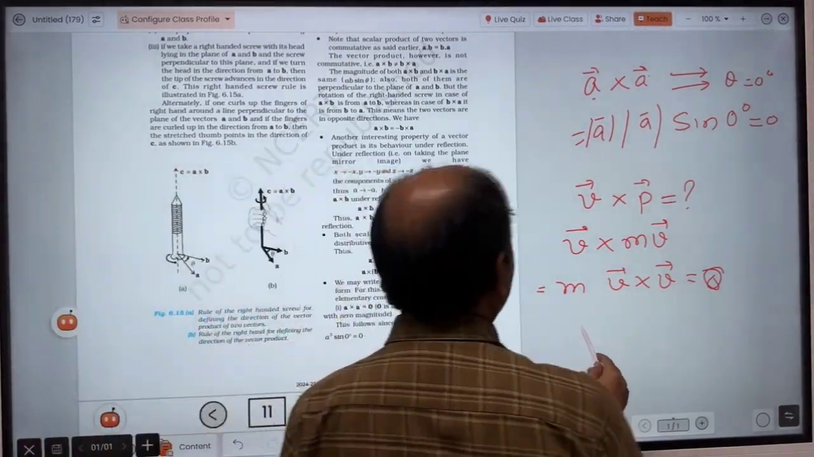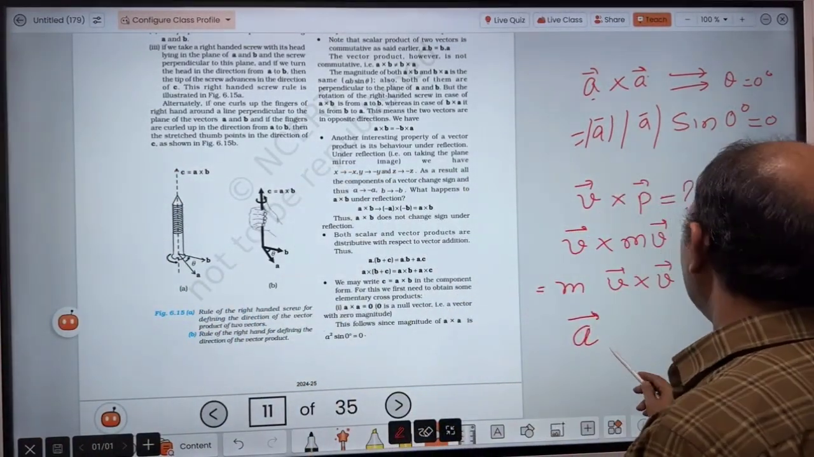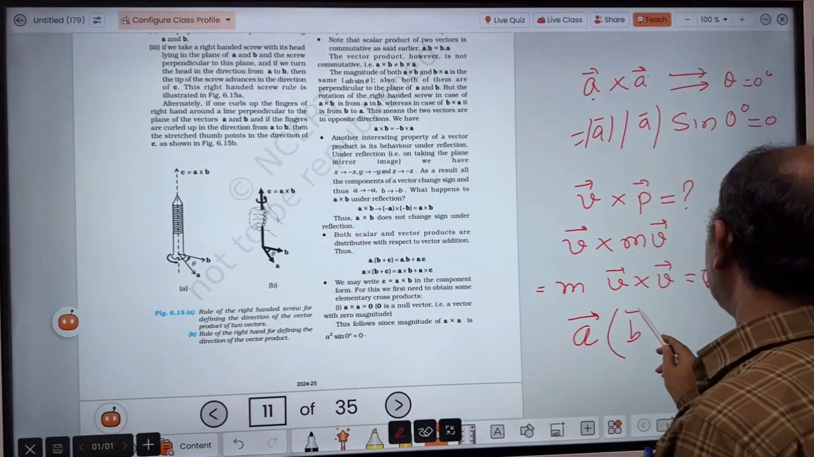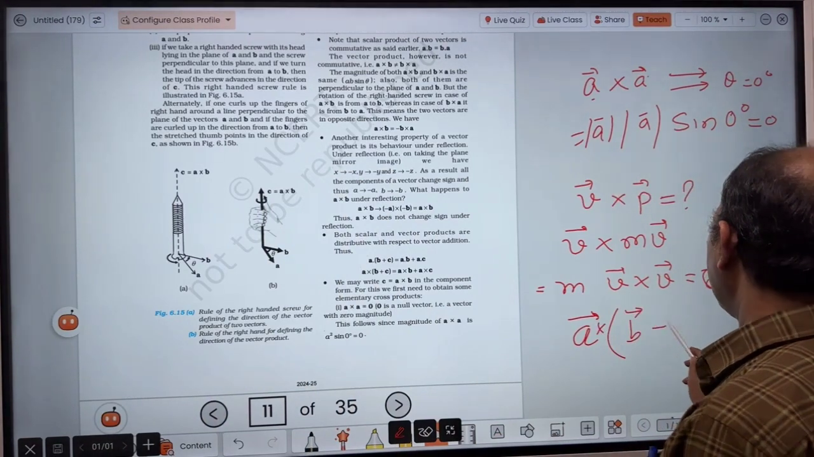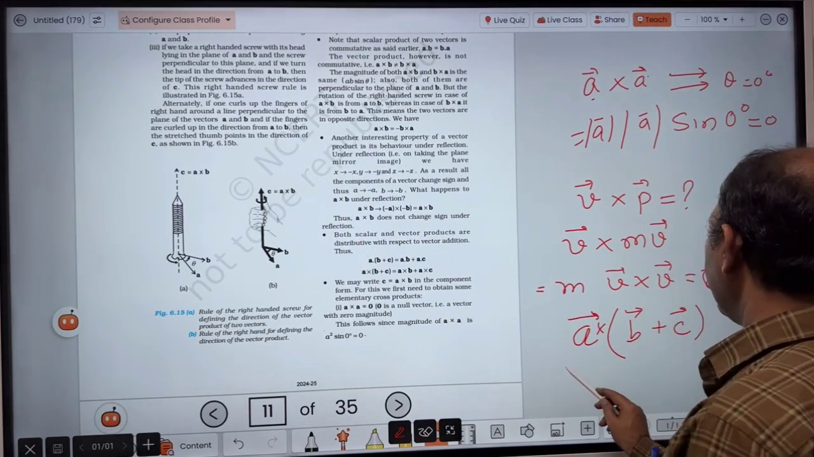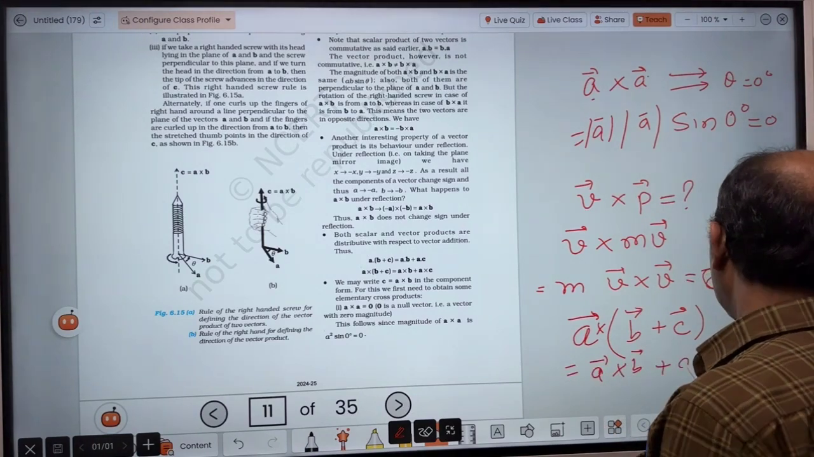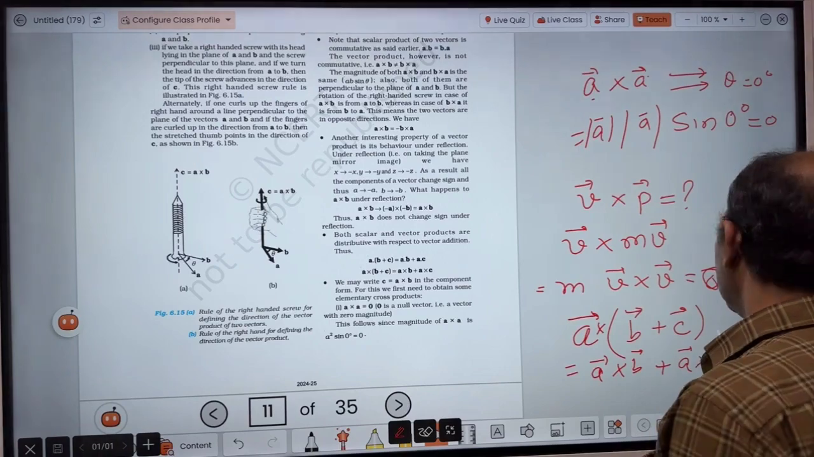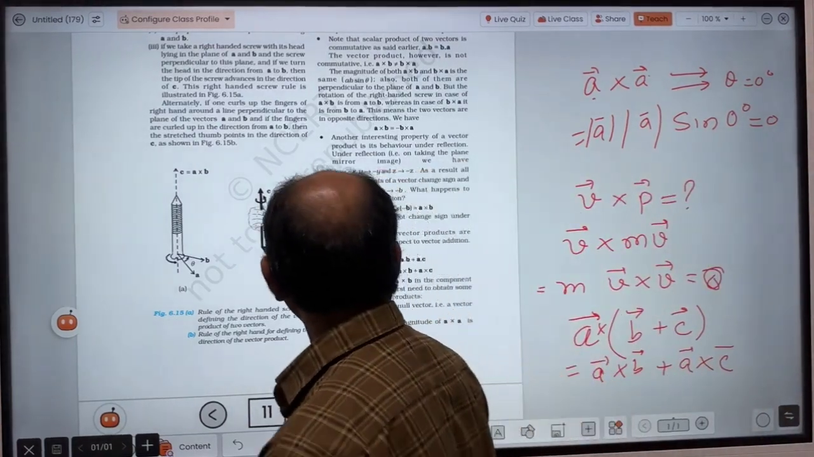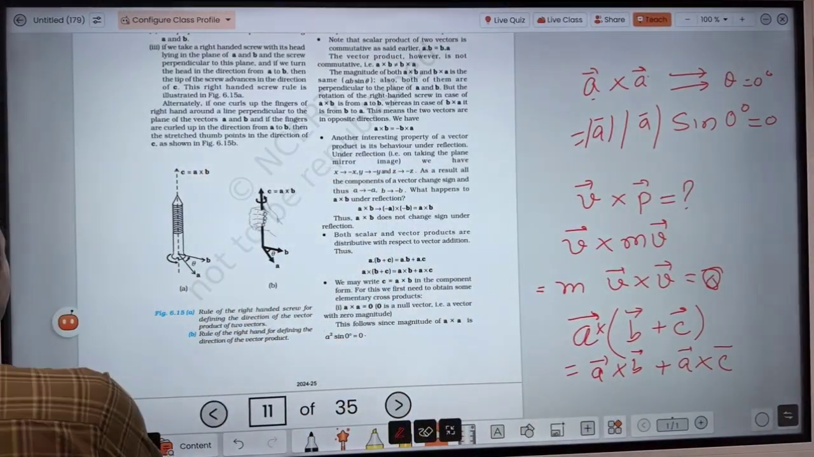And in case of vectors, the distributive property applies. Suppose vector A and inside there is vector B plus vector C, here vector A cross, vector B plus vector C. Suppose you are given this. So you can write A cross B plus A cross C. So nothing will happen.